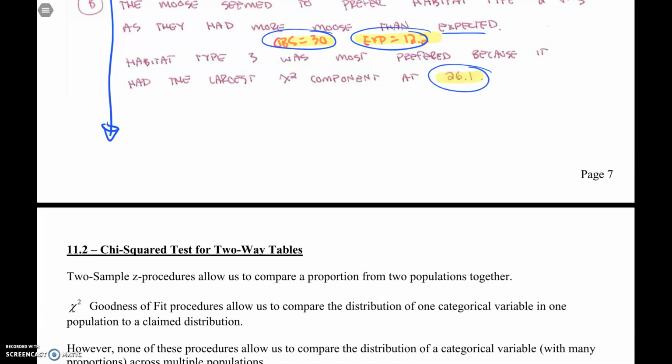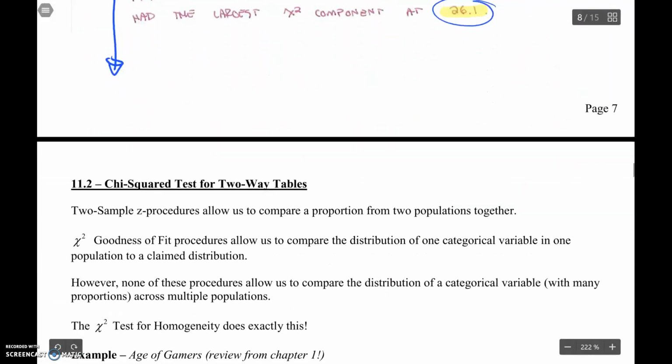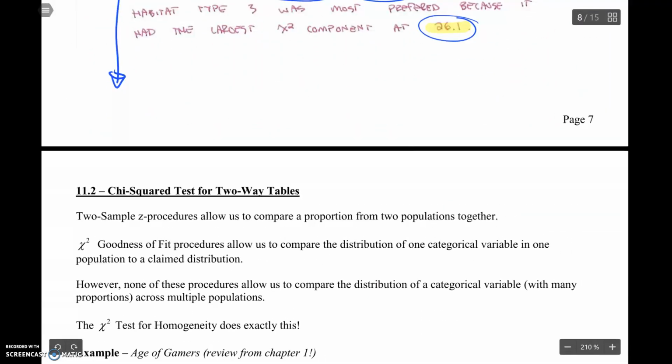Okay? All right, so that's the end of 11.1. We got one more section, chapter 11.2, chi-square test for two-way tables. We will do another video on that.